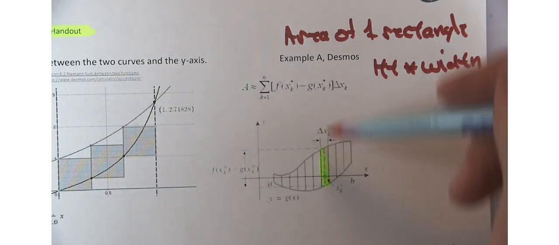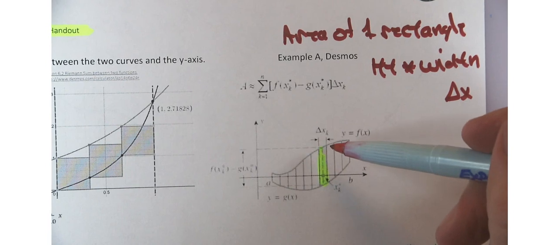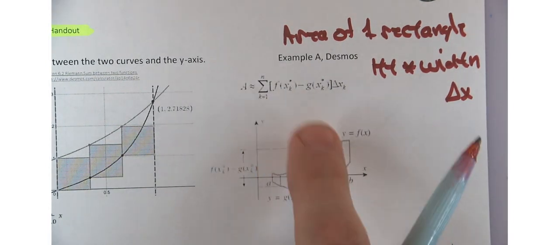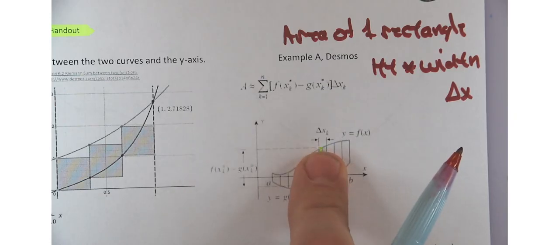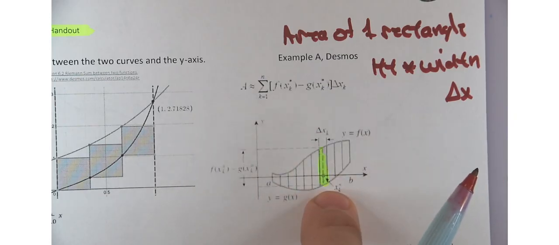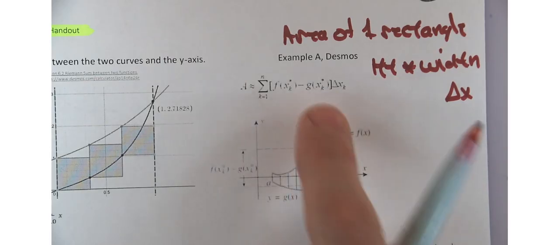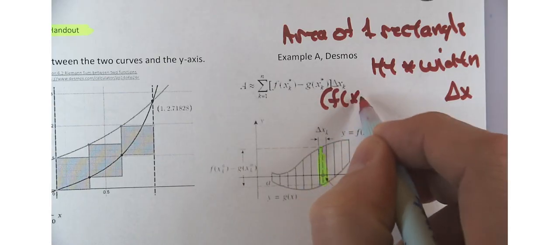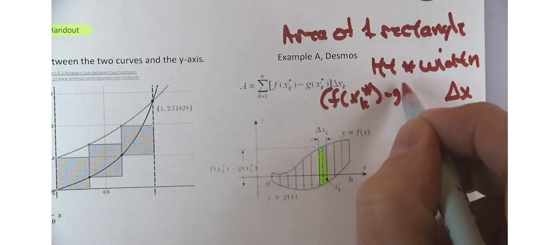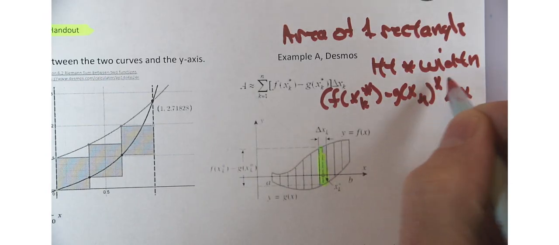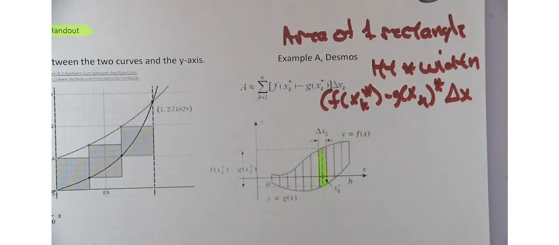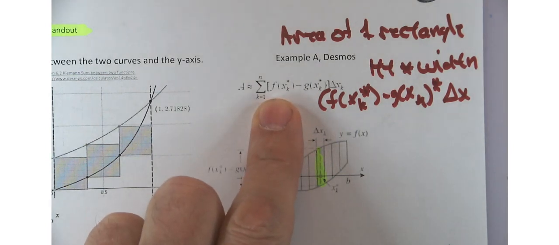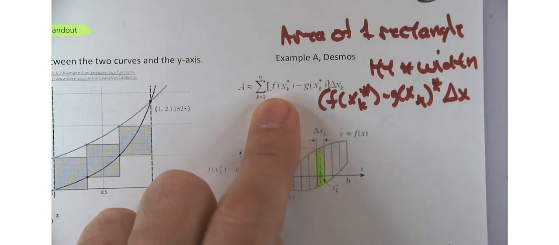Well, we're going to have to measure a couple things. We're going to have to measure where we're at in terms of the function for f in this interval, and then subtract off the value of the function for g at that same point. So it's going to look something like this: f of x sub k star minus g of x sub k star. And that's going to be the area of one rectangle. Now, if you want the area of all those rectangles, then you're going to sum it up from k equals 1 to n.